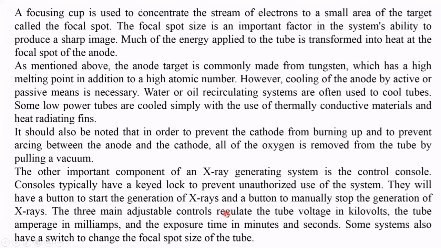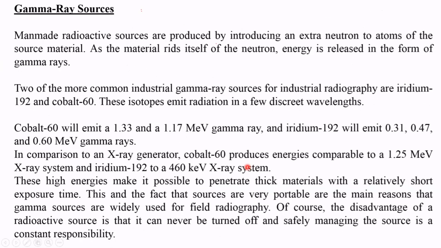And one more thing, to control the X-rays we have a control console. Using this control console, we can increase or decrease the intensity of X-rays. Once you turn the button on, X-rays are automatically generated. If you turn the button off, the X-rays automatically stop. That button will activate or deactivate the filament. Next is gamma rays. How to generate gamma rays? Next class we will discuss gamma ray sources.